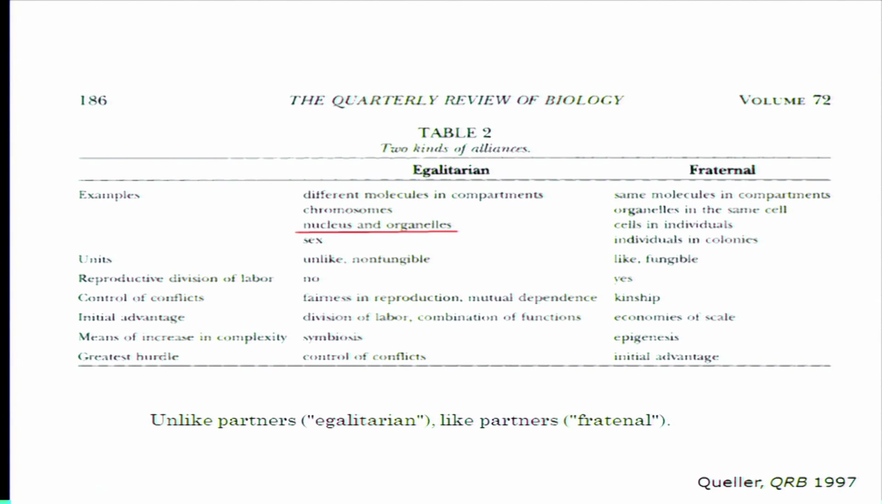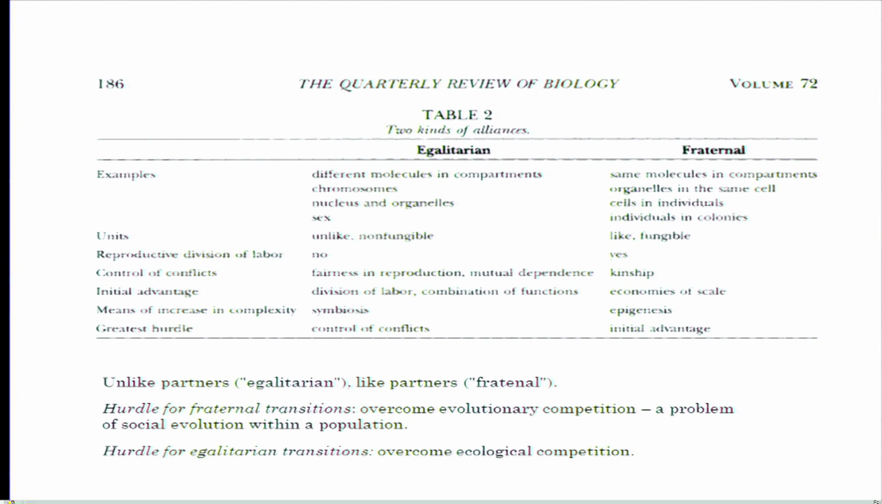More exactly, I think, in both cases there's an issue of conflict that has to be overcome, where the difference is that in the fraternal transitions, such as eusocial insects, multicellular organisms, animals like ourselves, it's a problem of social evolution, essentially, to get the cells to cooperate. In the case of an egalitarian transition, such as the ones that we're talking about at this conference, the coming together of very unlike things, such as two or more prokaryotes to give rise to a eukaryotic cell, then it's a kind of ecological conflict rather than evolutionary conflict that is the relevant one, because they're coming from different populations.